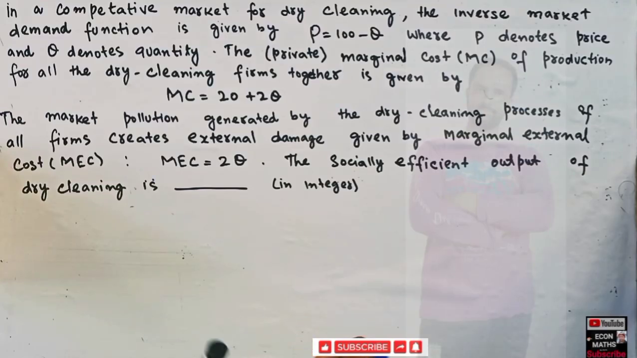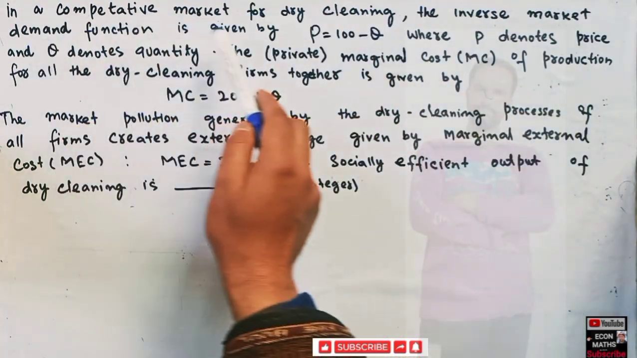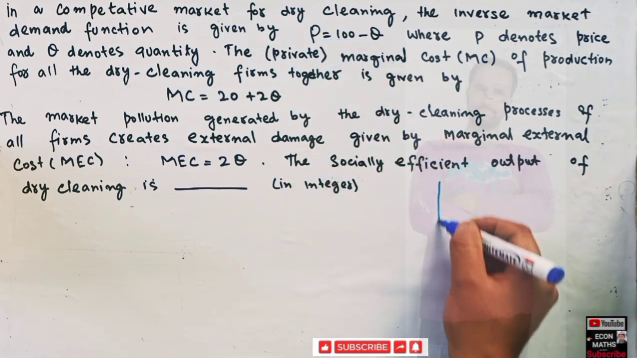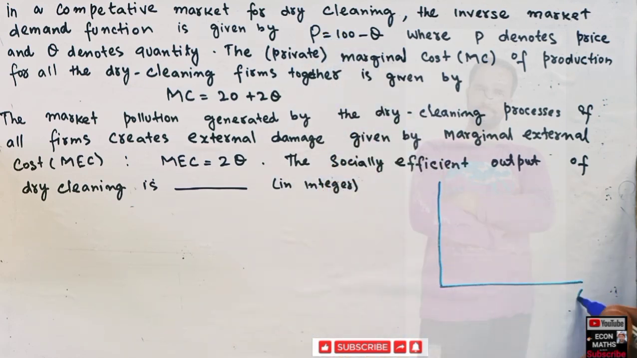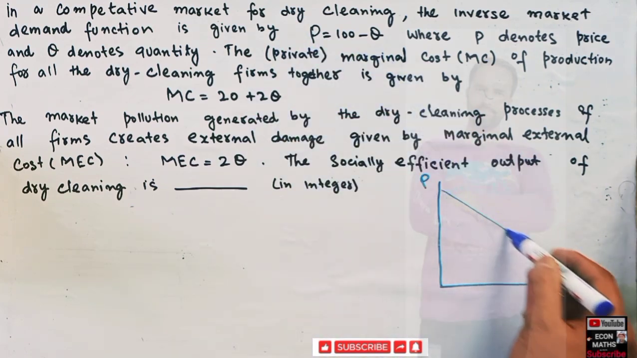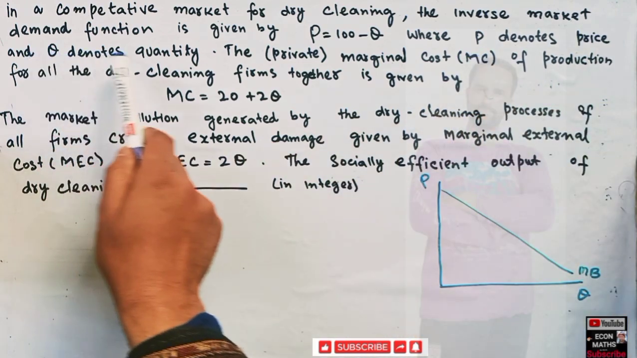Another question is, in a competitive market for dry cleaning, the inverse market demand function is given as P is equal to 100 minus Q. If we draw it graphically, we have quantity here, price is here. Our inverse market demand function is given like this. We also call it the marginal benefit curve, where P denotes the price and Q denotes the quantity.